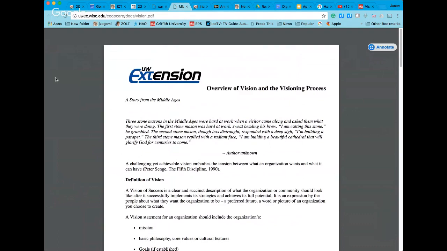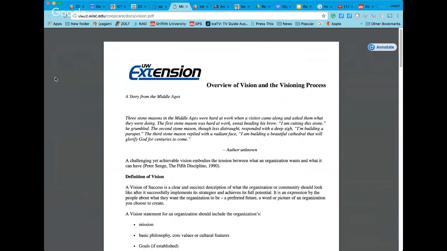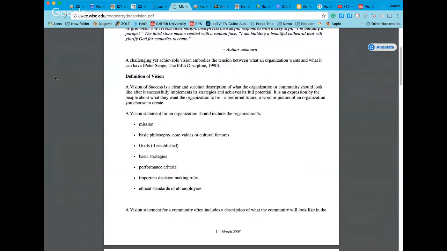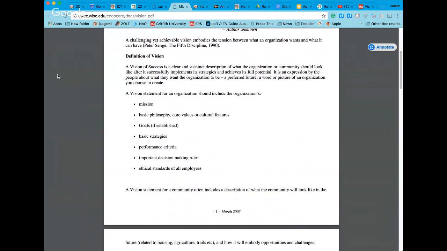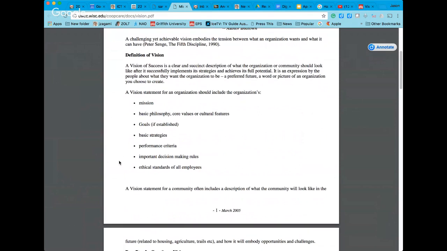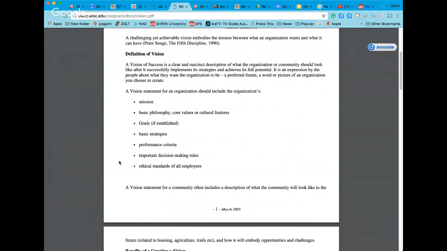Okay, so the last document is a more specific visioning process. So it defines what a vision is. So it should include the mission, the philosophy of your organization, your goals, some basic strategies of how your vision is going to be achieved, what's going to be a measure of the success of that vision, and it might also include ethical statements and things of that nature.